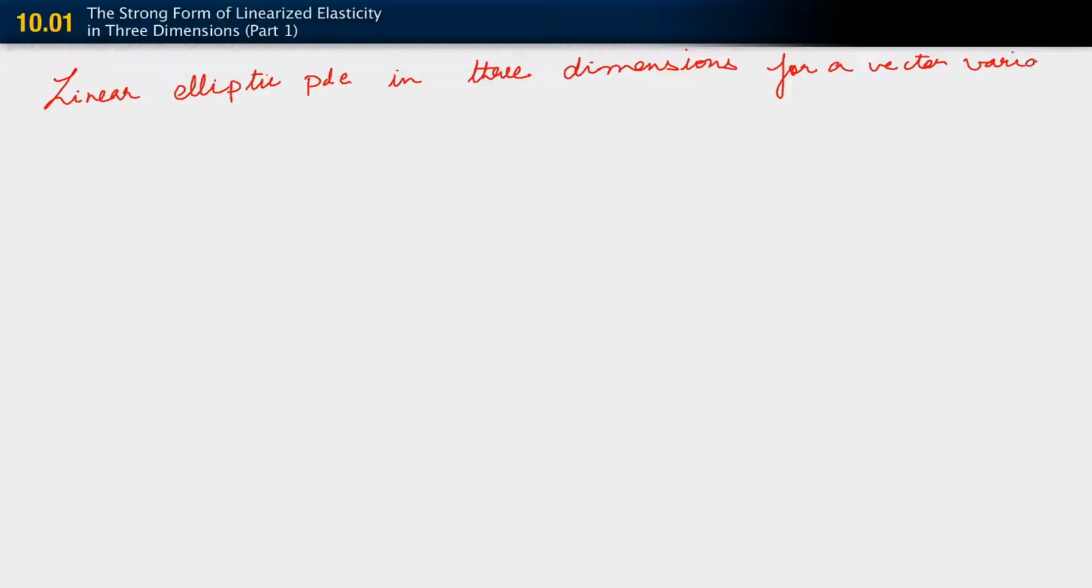So we begin now with a linear elliptic PDE in 3 dimensions for a vector variable. And the model, like I said, is linearized elasticity in 3D.